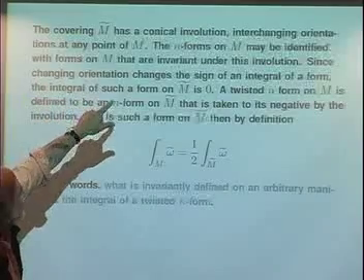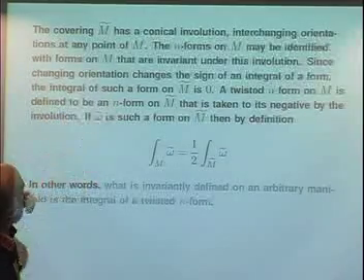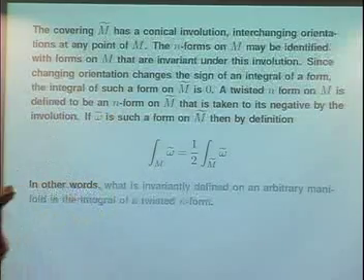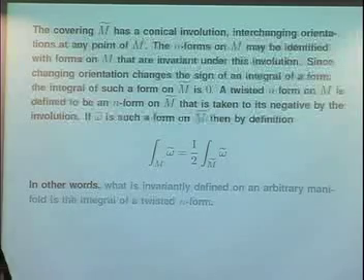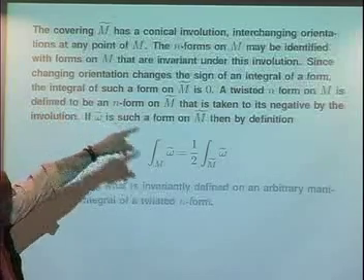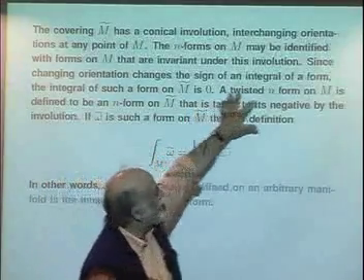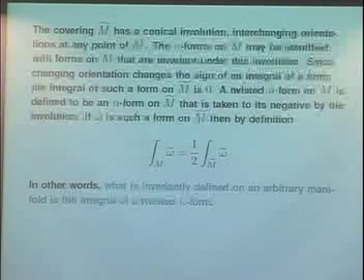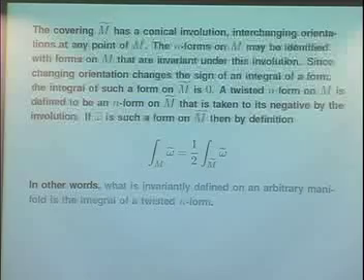Okay, so it has a canonical involution, interchanging the orientations at any point of M, and the N forms on M. When I lift back an N form on M, I get an N form on M tilde, and it's invariant under the involution. Since changing orientation changes the sign, I just get 0, so that's not what I want. But now I have the notion of a twisted N form on M, and a twisted N form on M is equivalent to an N form on M tilde, which gets interchanged to its negative under this involution.